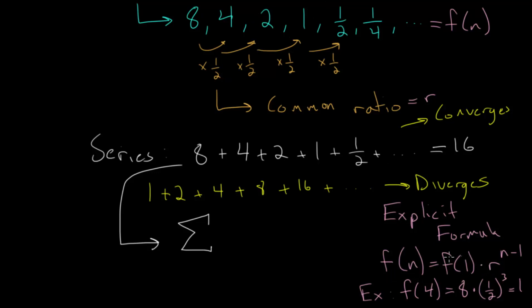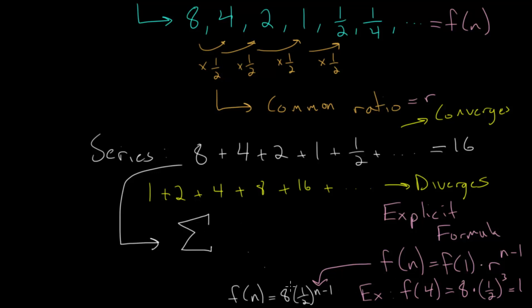Now, essentially, we're going to apply this explicit formula, which we can again write more generally. So for our particular case, we have that f of n is the first term, which is 8, multiplied by the common ratio raised to the n minus 1 power.